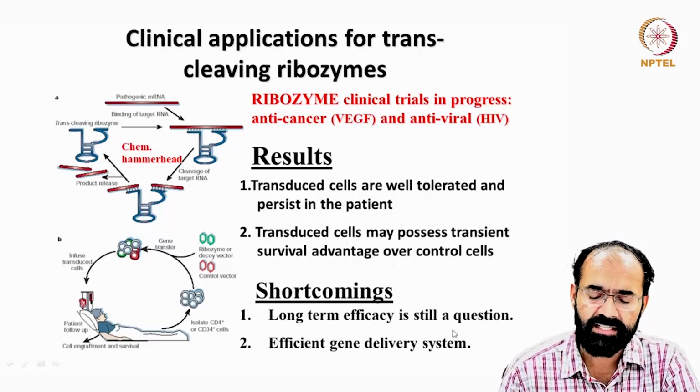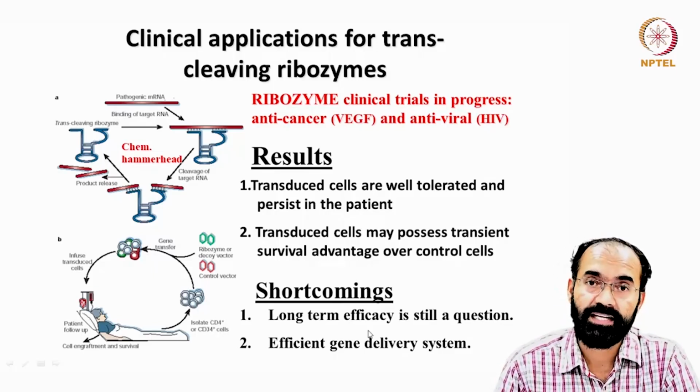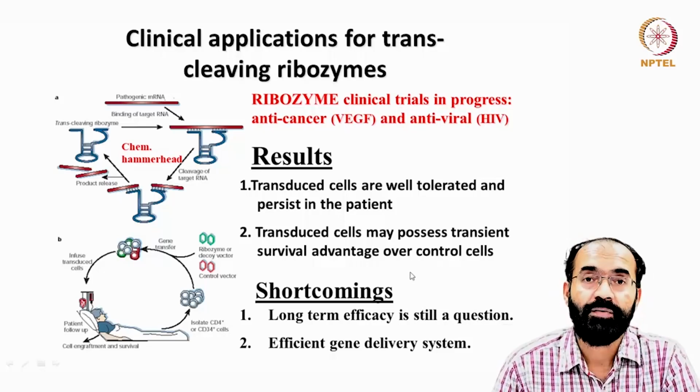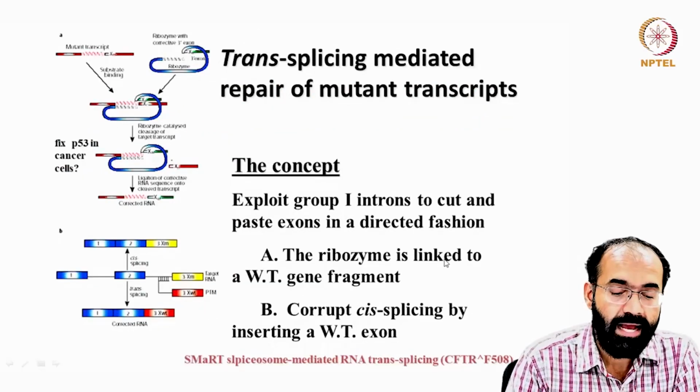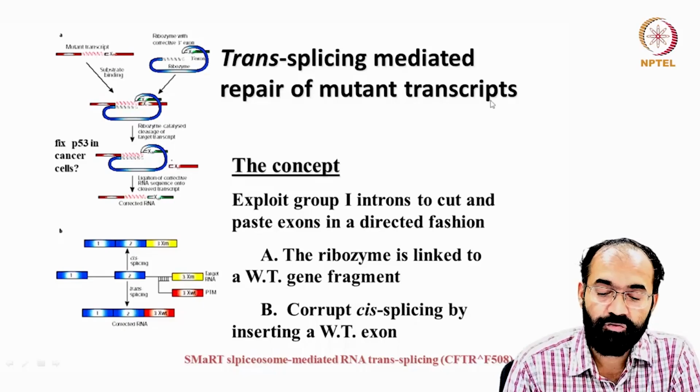And the efficient gene delivery system also is a question. Can we deliver very effectively? So these are all the things to be addressed when you want to come into the effective therapeutic intervention using ribozyme. Another example is employing trans-splicing mediated repair of mutant transcript.